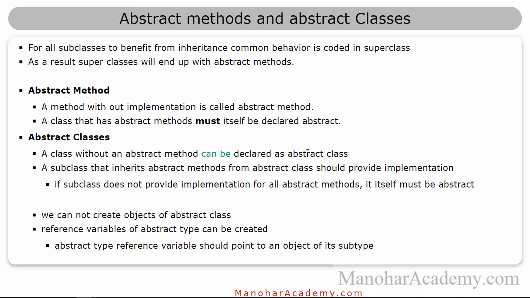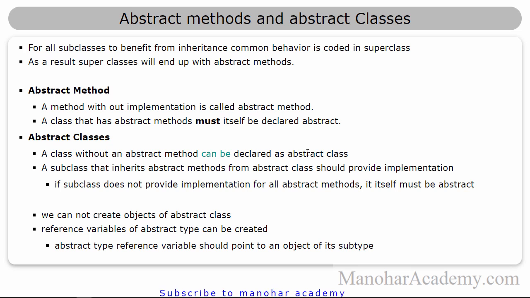So when we start moving the common code to the superclass, sometimes we end up with a method in the superclass for which we cannot provide the implementation. So in those cases, we end up with abstract methods. What is an abstract method? A method that doesn't have any implementation is called abstract method.